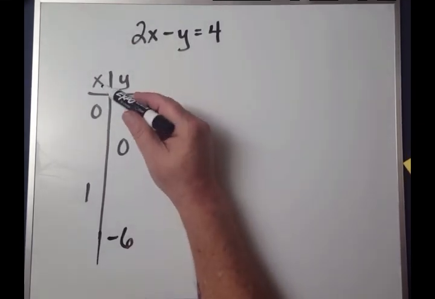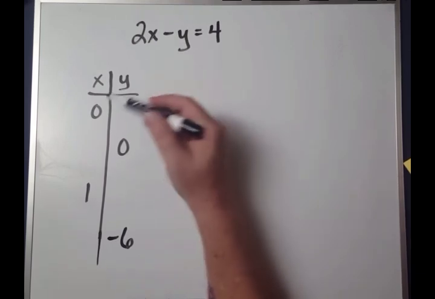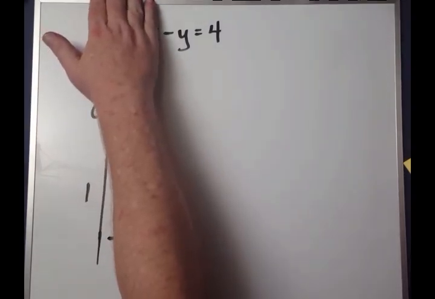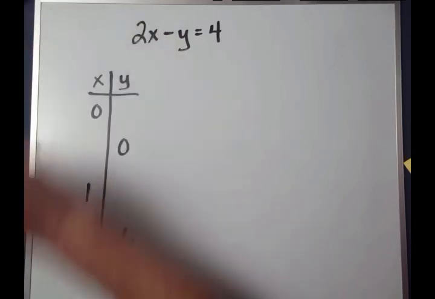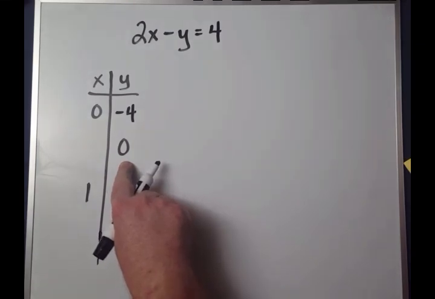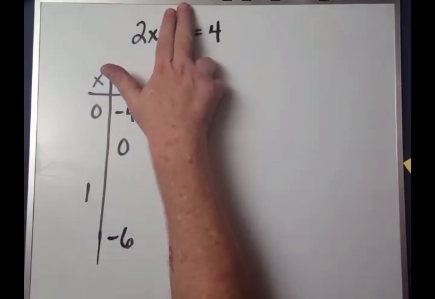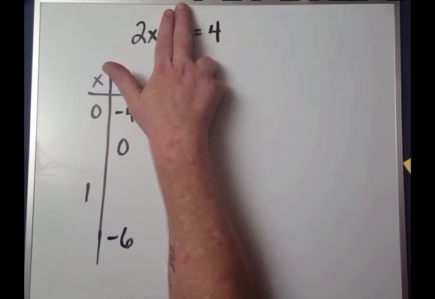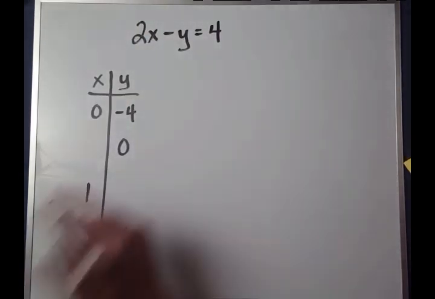Alright, so when x is 0, what's y? Remember, plugging in zeros is typically very easy. When x is 0, the x term disappears. So we have negative y equals positive 4. Now if negative y equals positive 4, then y itself must be negative 4. When y is 0, the y term disappears, and we simply have 2x equals 4. Well, if 2x equals 4, x must have been 2.